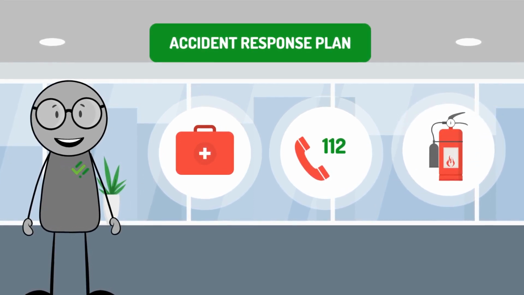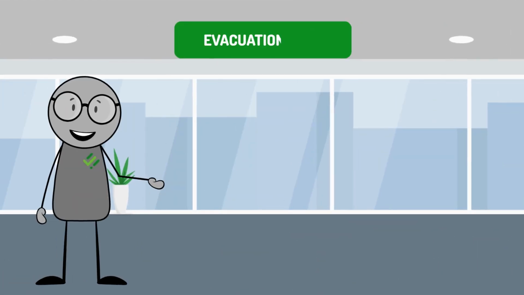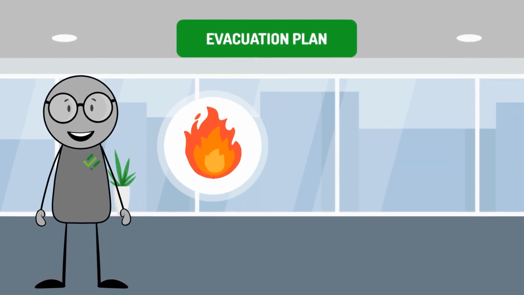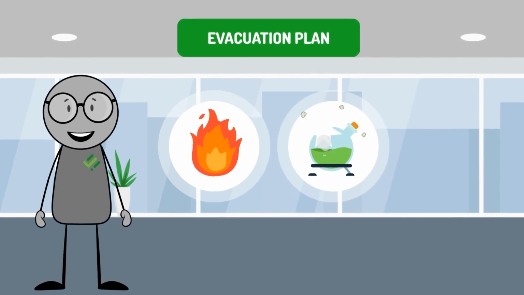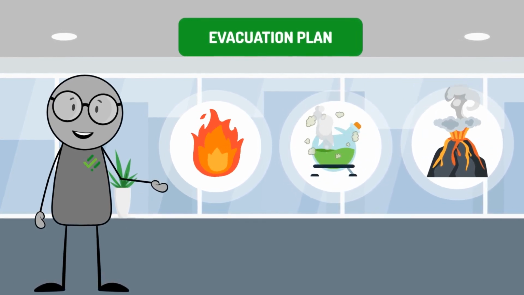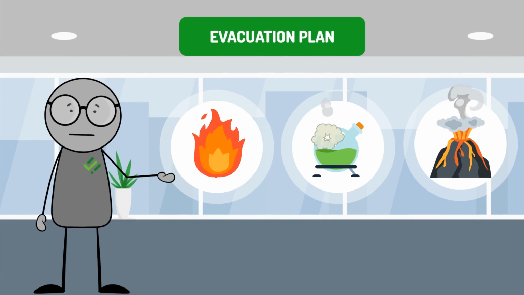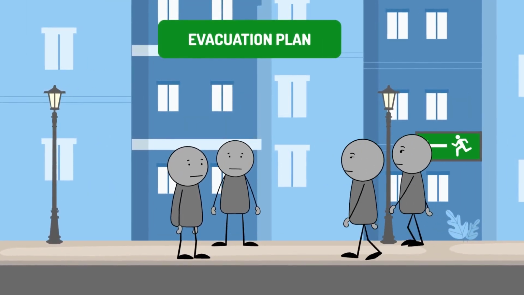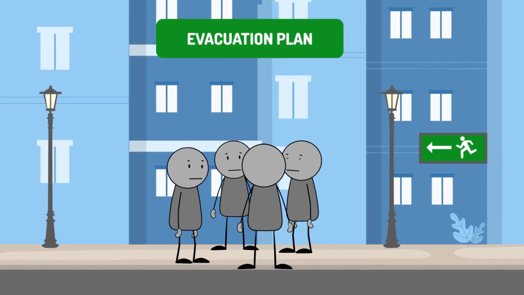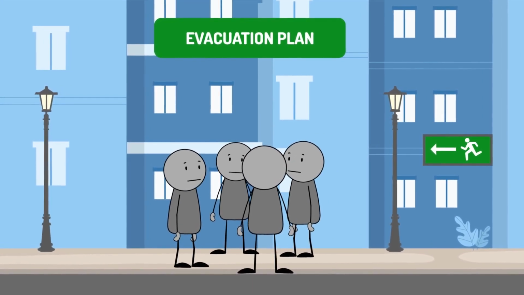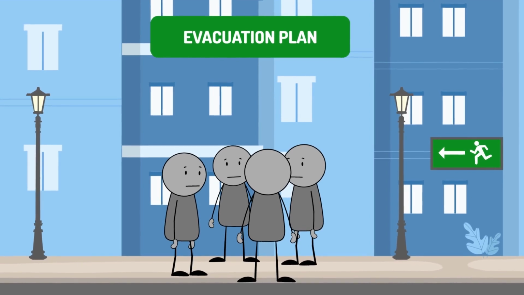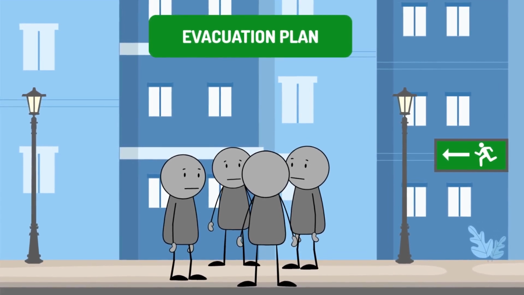For instance, providing first aid, calling emergency services, or ensuring necessary equipment such as first aid kits and fire extinguishers are readily available. The evacuation plan outlines how to respond to serious incidents such as fires, hazardous chemical leaks, or natural disasters. The goal is to ensure a quick and safe evacuation of employees and others from the workplace. It is important to define escape routes and designate an assembly point where everyone gathers after evacuation.